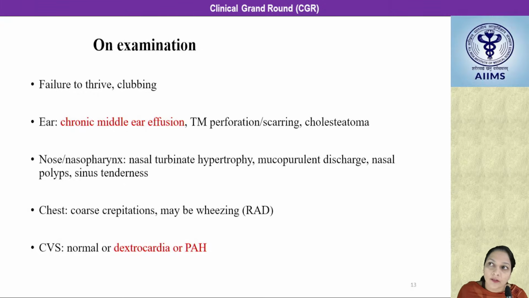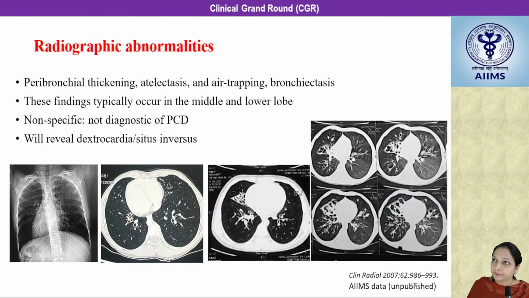The examination findings are non-specific and include failure to thrive and clubbing. The ears can have chronic middle ear effusions, tympanic membrane perforation with tympanostomies, and cholesteatoma. There can be nasal turbinate hypertrophy, chronic mucopurulent discharge, nasal polyps, and sinus tenderness. The chest examination may reveal coarse crepitations, and sometimes wheezing may also be present. The cardiovascular system may be normal, or there can be dextrocardia or pulmonary arterial hypertension, or in rare cases, congenital heart disease may also be there.